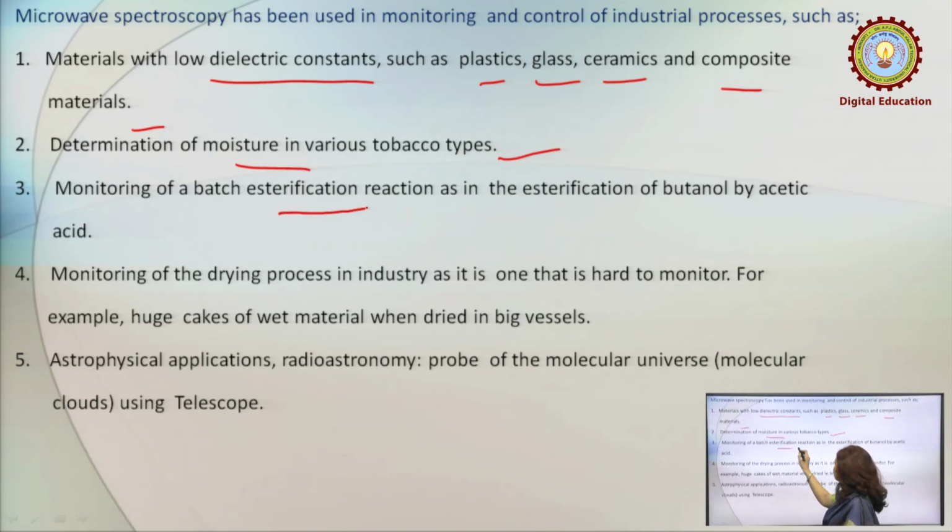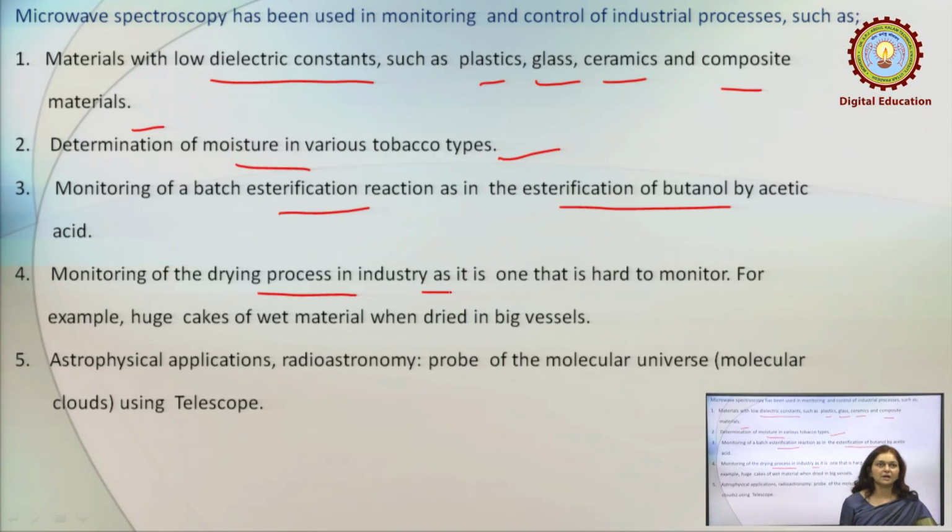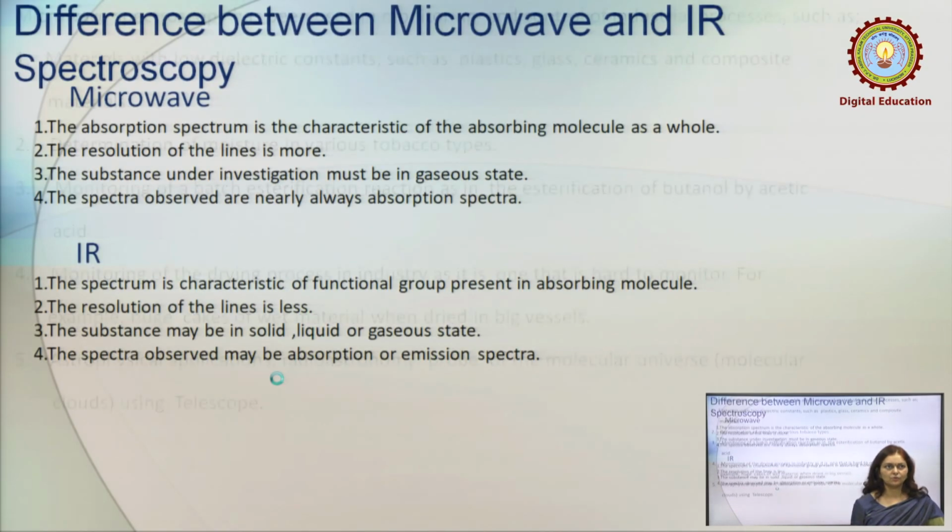Monitoring of batch esterification reactions, as in the esterification of butanol by acetic acid. Monitoring of the drying process in industry, as it is one that is hard to monitor. For example, huge cakes of wet materials dried in big vessels can be monitored with the help of microwave spectroscopy. Other applications: astrophysical applications and radio astronomy can be done with the help of microwave spectroscopy.